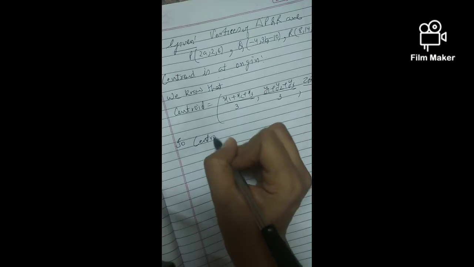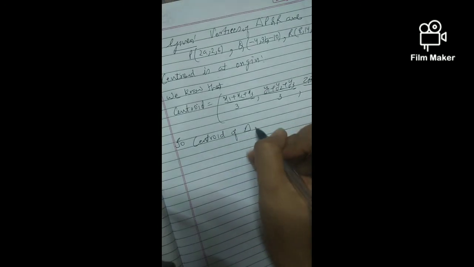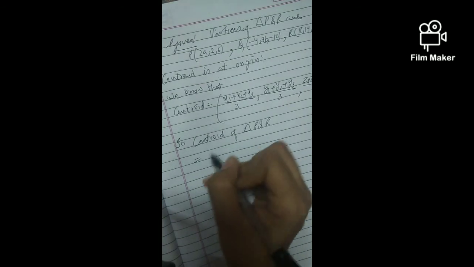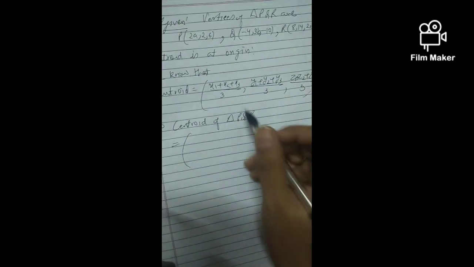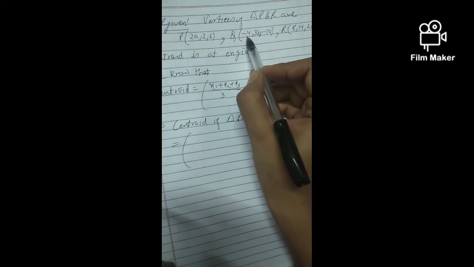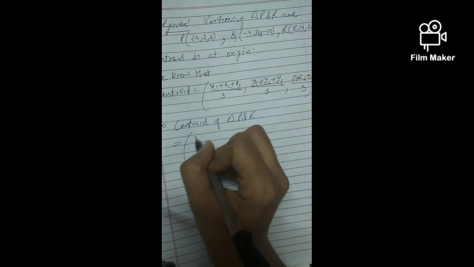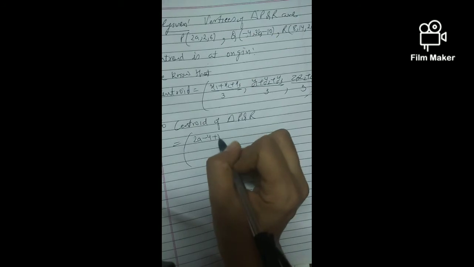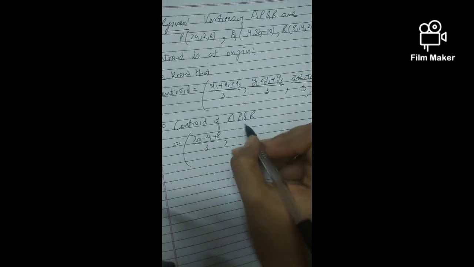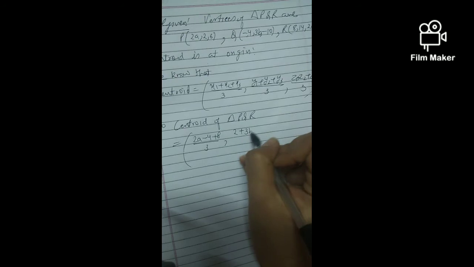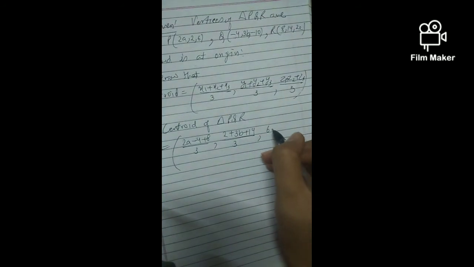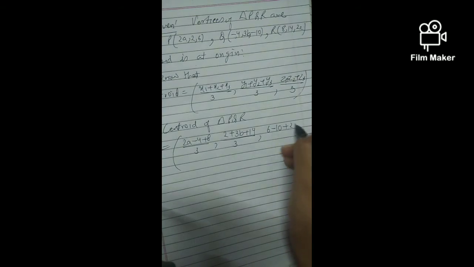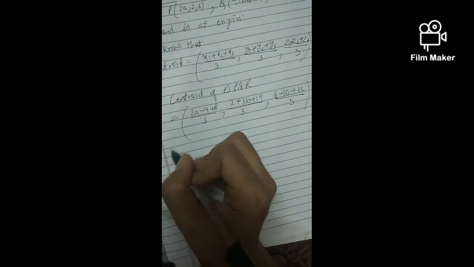The centroid of triangle PQR, we will just apply the direct formula here. So it will be (2a plus minus 4 plus 8), so (2a minus 4 plus 8) divided by 3. Then (2 plus 3b plus 14) divided by 3. And (6 minus 10 plus 2c) divided by 3. So these are the coordinates of the centroid.